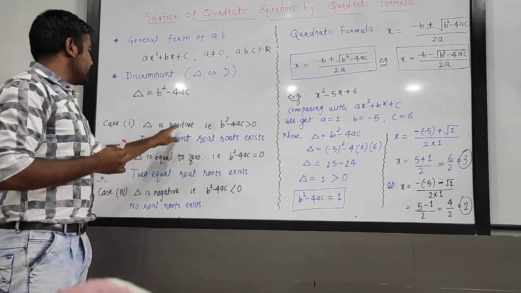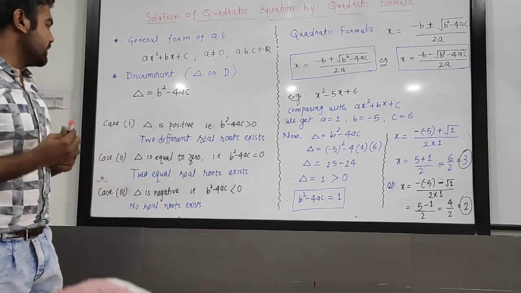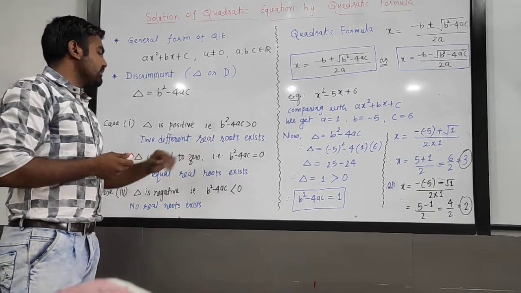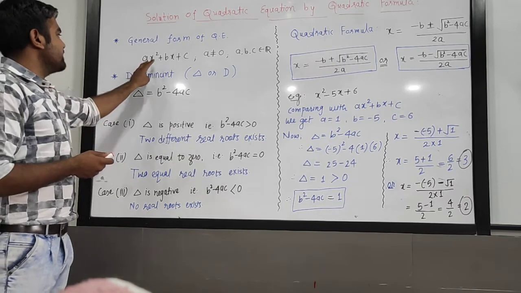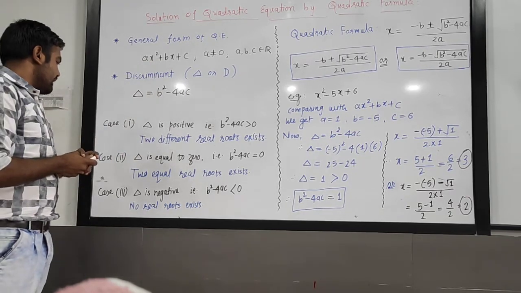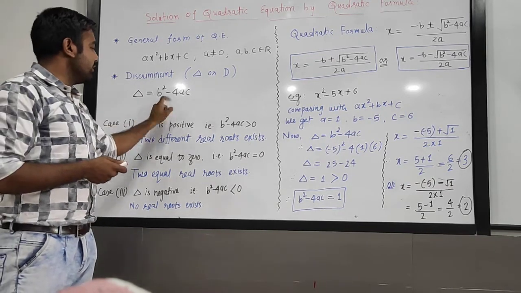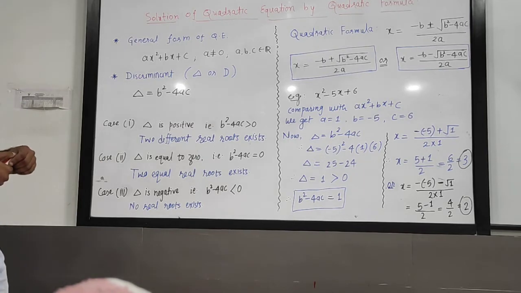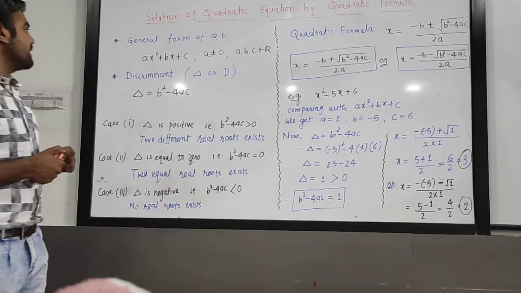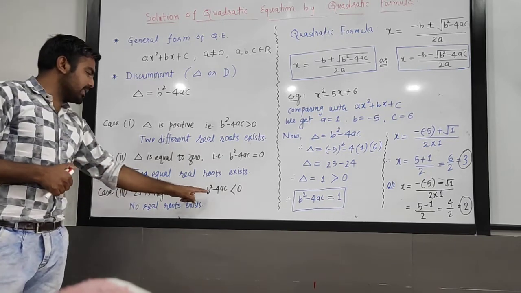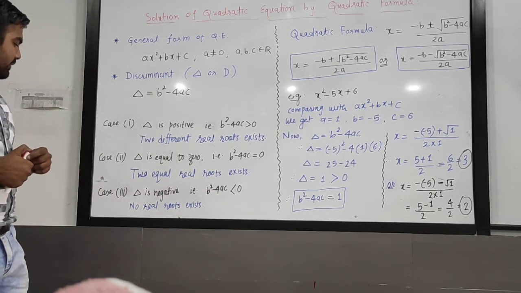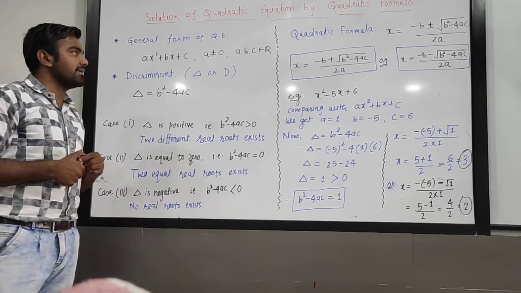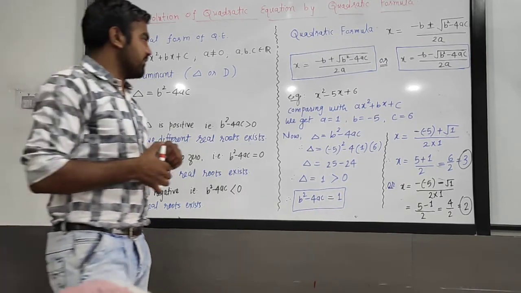The first case is delta is positive, that is b square minus 4ac is greater than 0. In this case, this quadratic equation ax square plus bx plus c has two different real roots. That means there are two different x which solve this equation. The second case is delta is equal to 0, that is b square minus 4ac is equal to 0. In that case, this equation has two equal real roots, that is two x which are equal, which solve this equation. And the third case, delta is negative, that is b square minus 4ac is less than 0. In this case, this quadratic equation ax square plus bx plus c has no real roots. Okay.